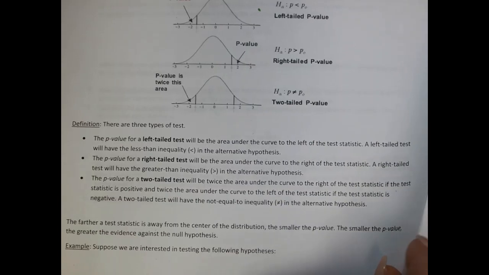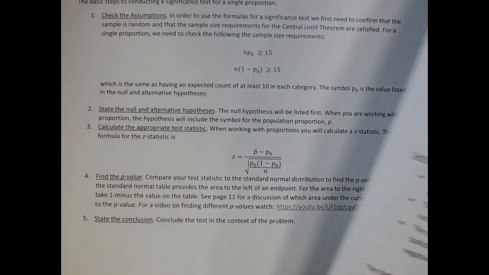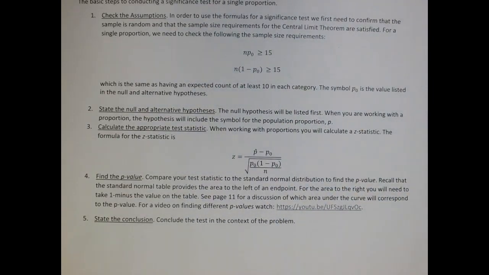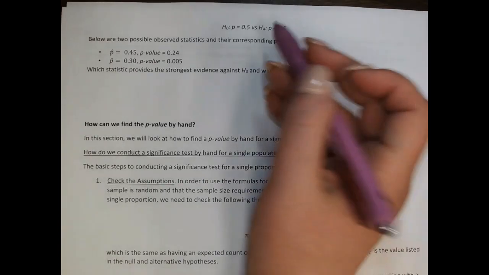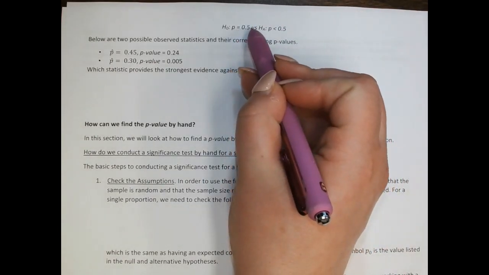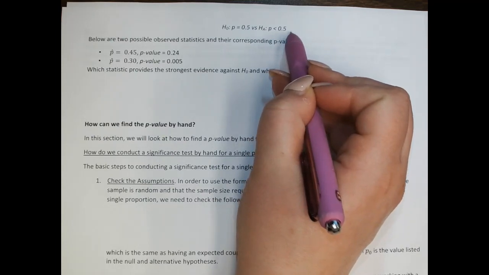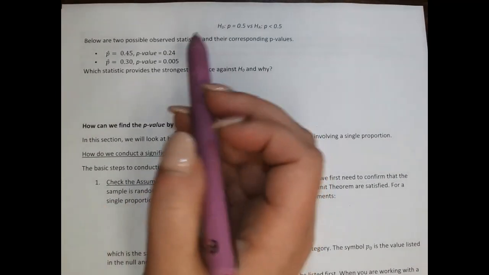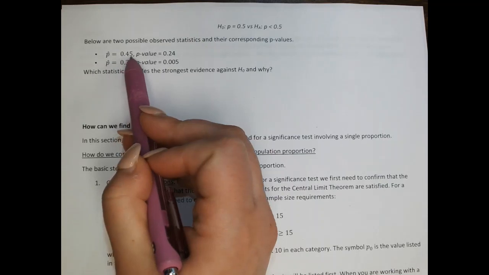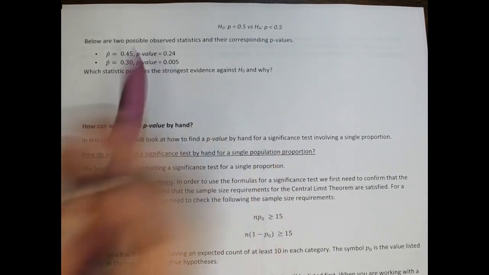So let's think about this. If we had a number line, and recall that we know proportions are always between 0 and 1, and our 0.5 is in the center. Under our alternative hypothesis, we're trying to prove that the population proportion exists somewhere below 0.5. In other words, we're trying to prove that the population proportion is somewhere in this area. So we have two different potential sample proportions or statistics that we could observe.